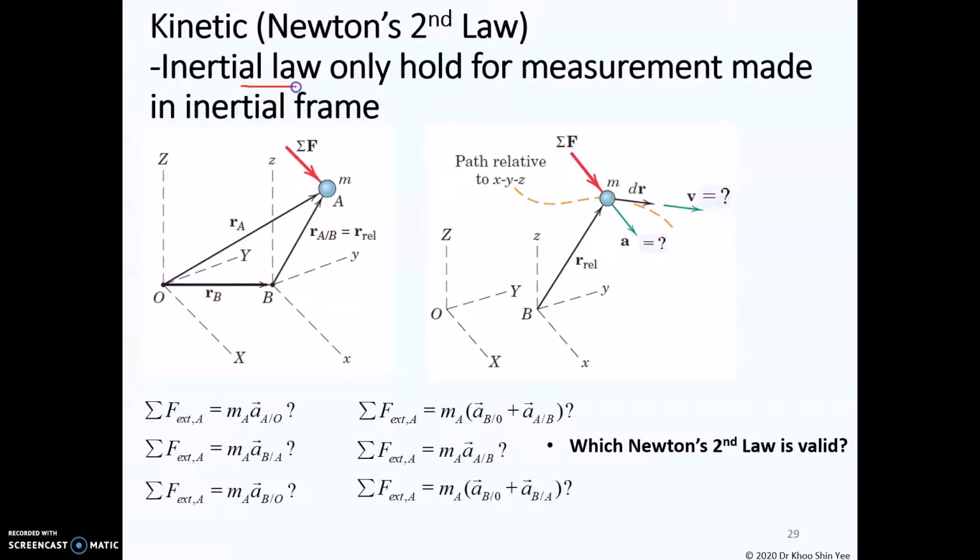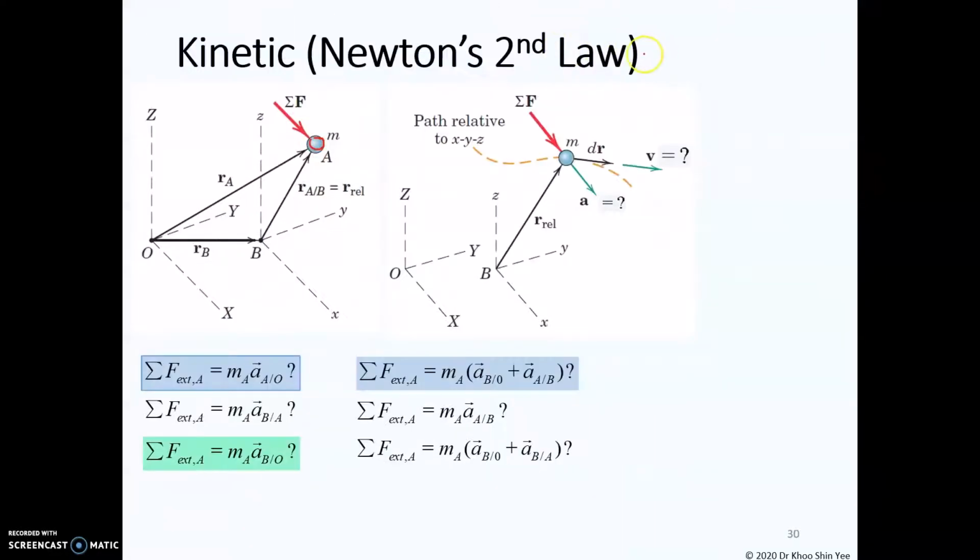You have learned that the inertial law, such as Newton's second law, is only valid for measurements made in the inertial frame. In this case, you have an external force acting on the mass A here. Due to the force, the mass experiences acceleration and a change in velocity. Which Newton's second law is valid to describe this? For Newton's second law, we know that F is equal to ma. So in this case, your acceleration must be absolute.